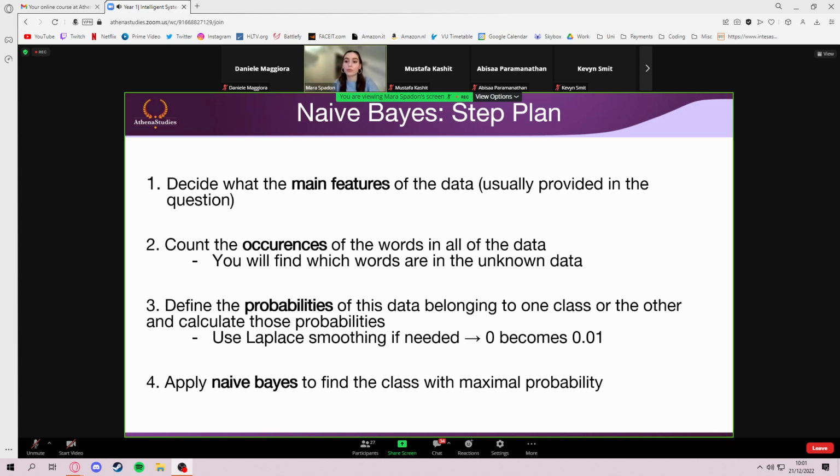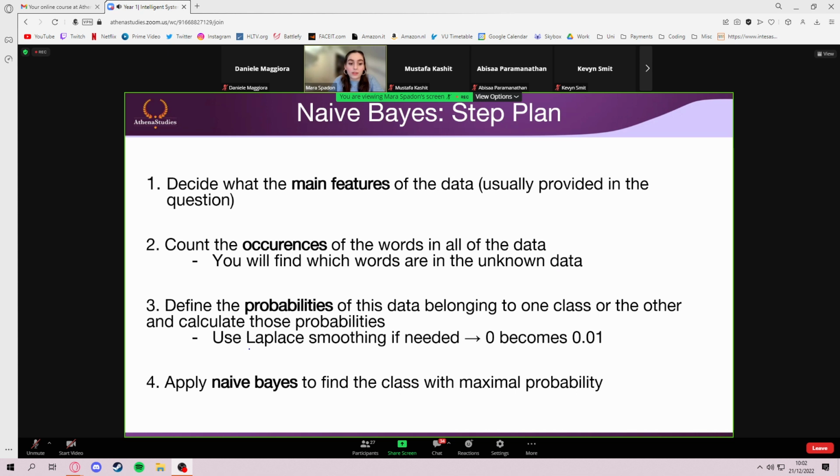Like what are the words that we're looking for, basically. And then the second step is to count the occurrences of the words in all of the data. So which words are in the first few sentences, which words are in the unknown data. That way you have this entire table containing all the data you need. Then the third step is to define the probabilities of this data belonging to one class or the other. And you calculate those probabilities based on the data that you have.